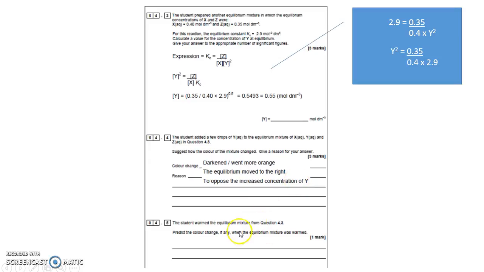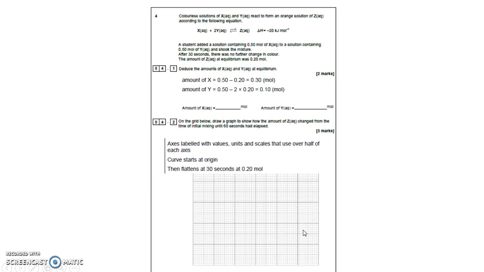What would happen if you warmed it? Well, let's have a look at the equation again. Going left to right, across the right hand side, it's an exothermic reaction. If you warm it, it will try and cool it. The way it could cool it is move to the left hand side. If the equilibrium shifts to the left hand side, then some of the Z is moved across to the left hand side, used up, so the colour would fade.